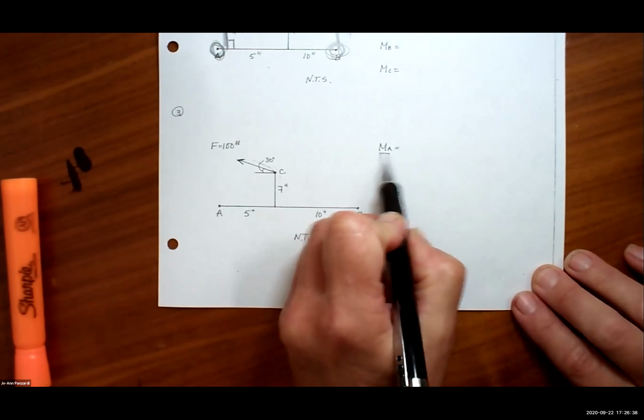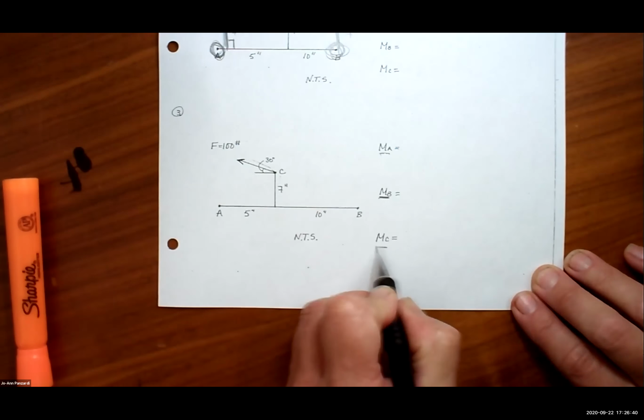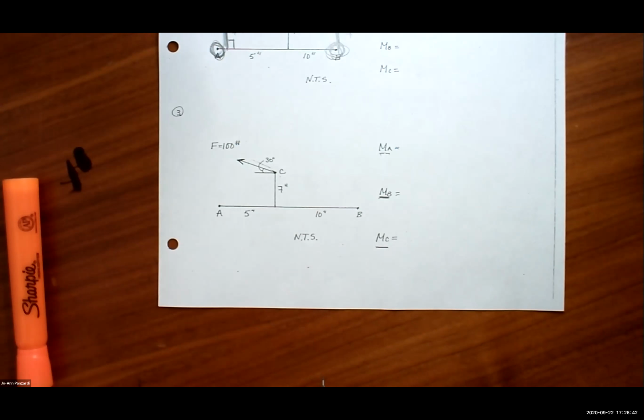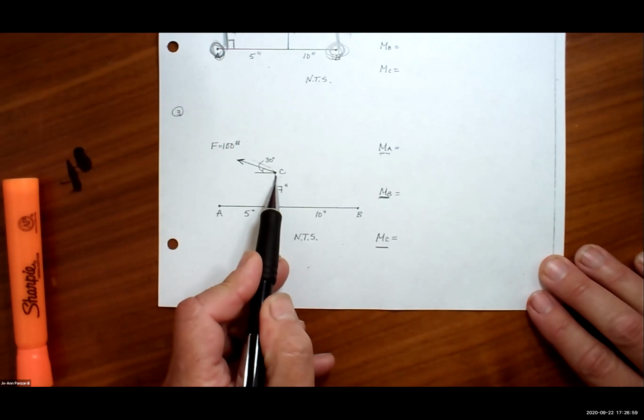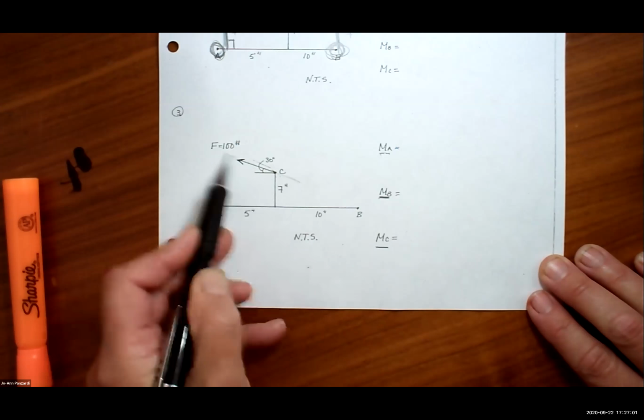Notice here, I want to find the moment about A, B, and C. We were at Gerardo last. Isaac, what's the moment about C due to this force here? Zero. Why? Because the force passes straight through it. There's no lever arm.